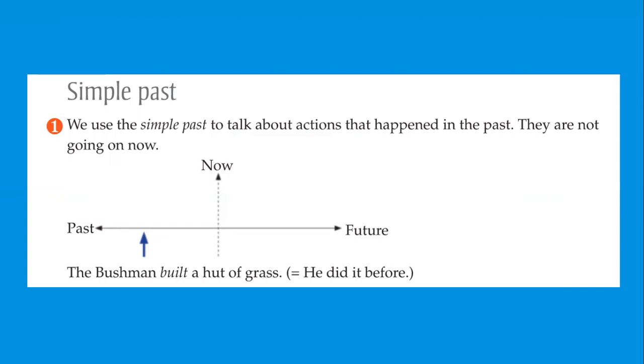Now, the Bushman built a hut of grass. So, he did it before already, that is built. So, that you have written, the Bushman built a hut of grass. So, here we have used simple past tense.